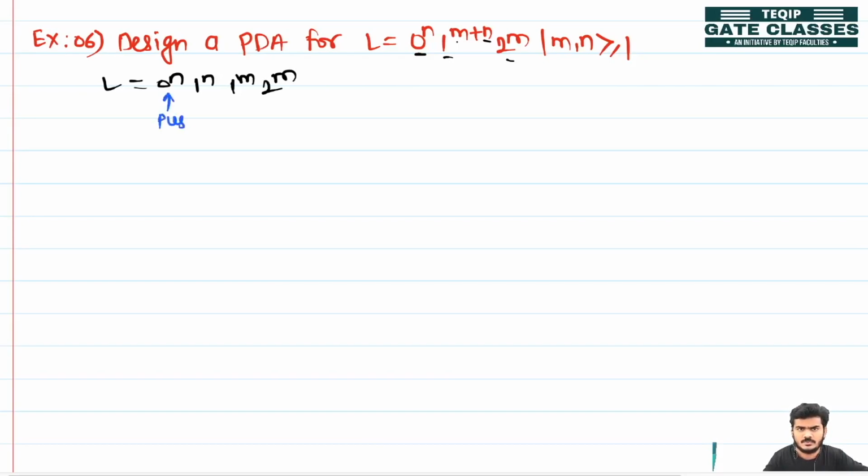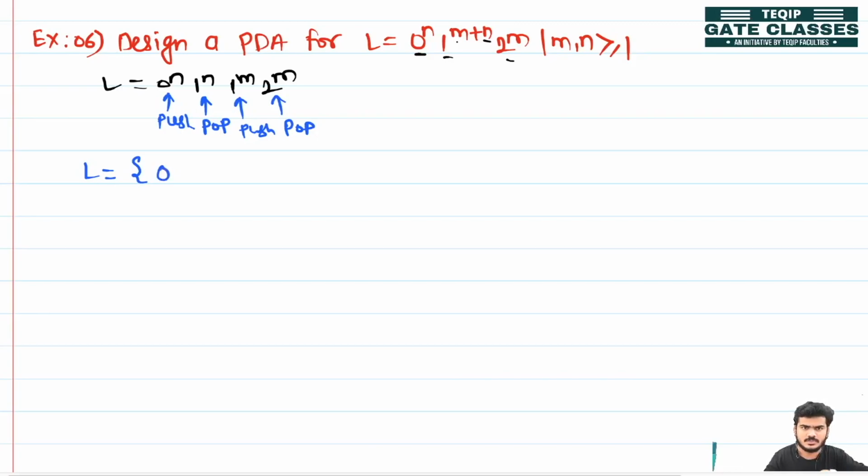Whenever 0 comes, we will push. Whenever 1 comes, we will start popping. And whenever the top of the stack becomes Z0 and 1 occurred, then for this 1 we will push, and by using this 2 we will start popping. So in this situation, I will write strings also, because you have to understand this example.